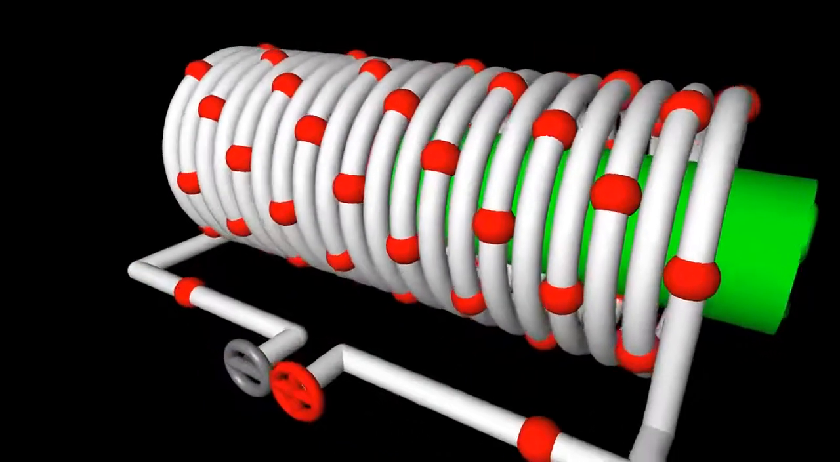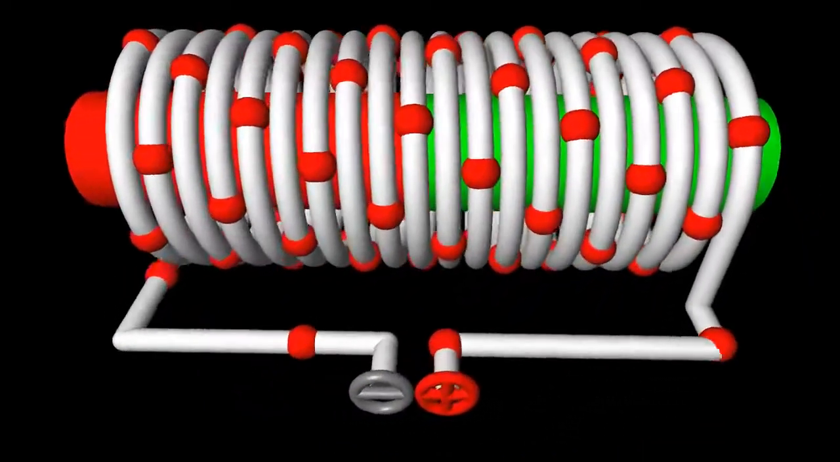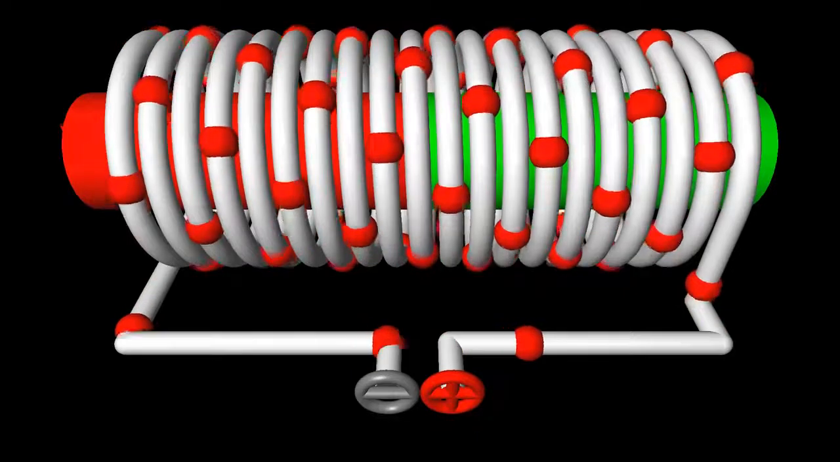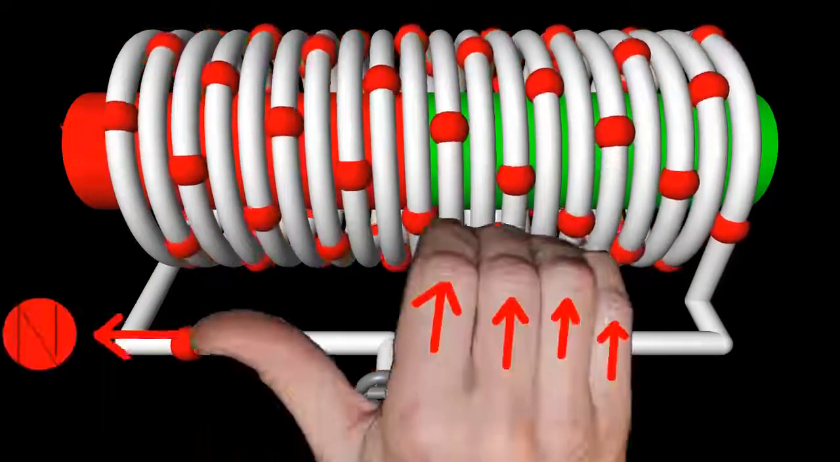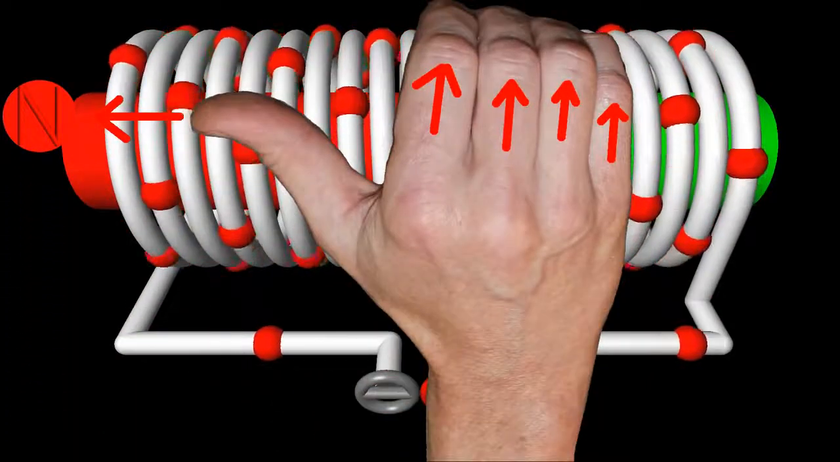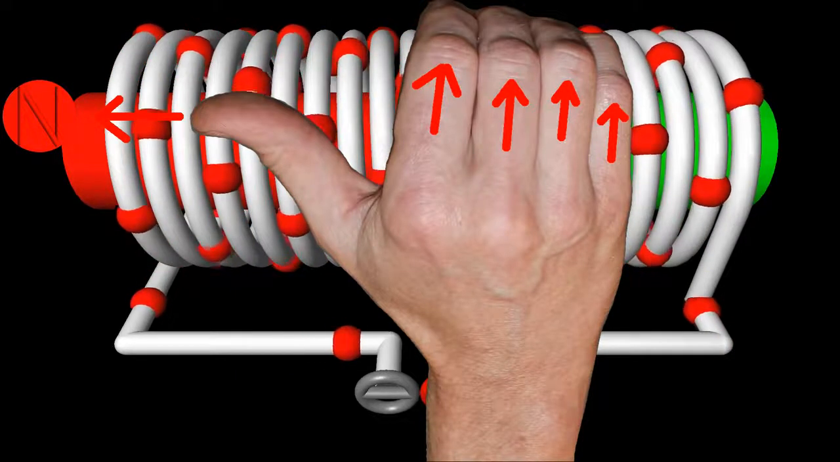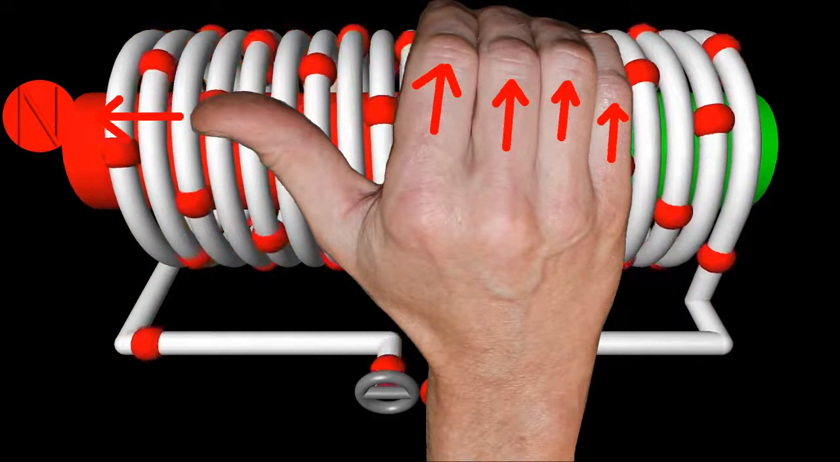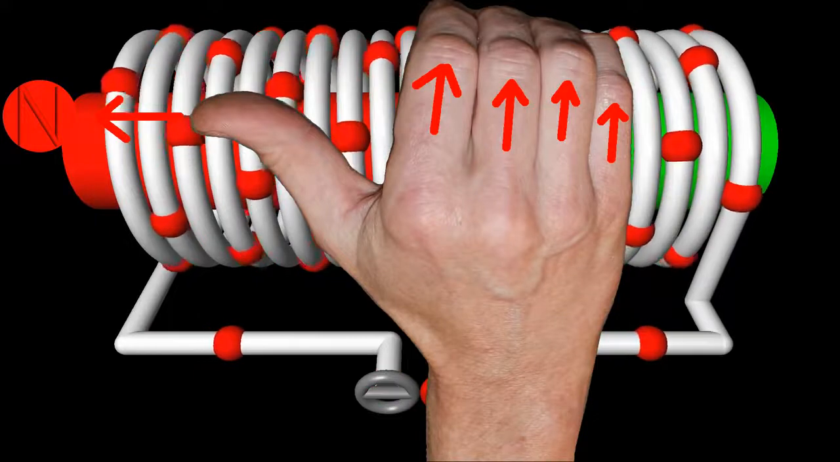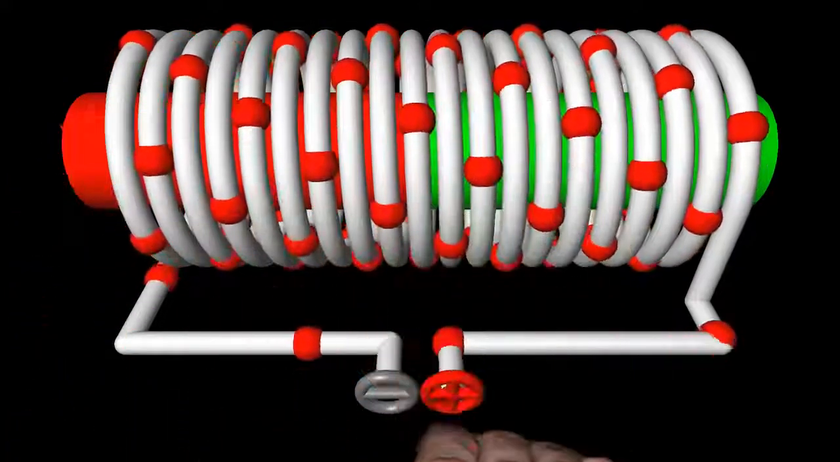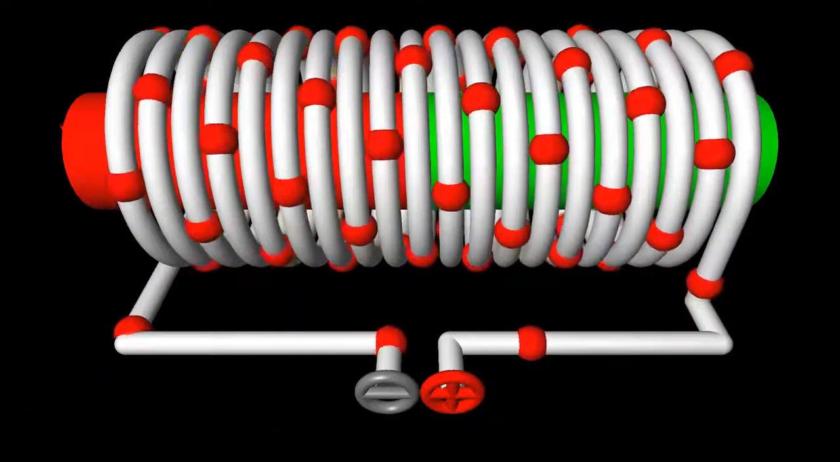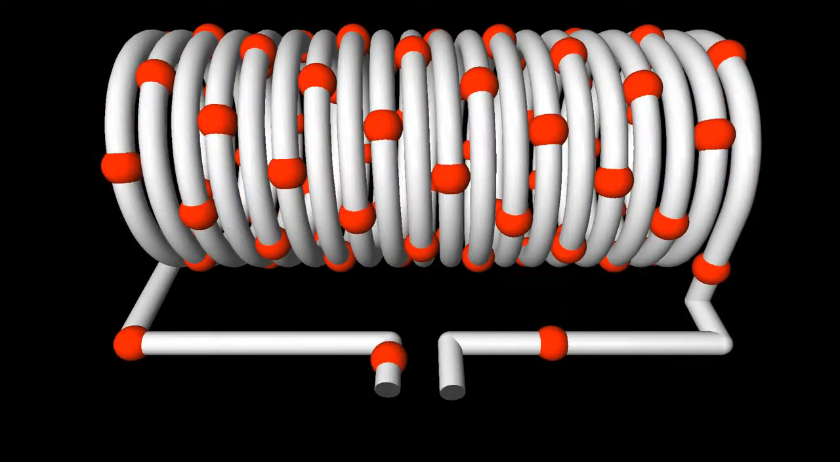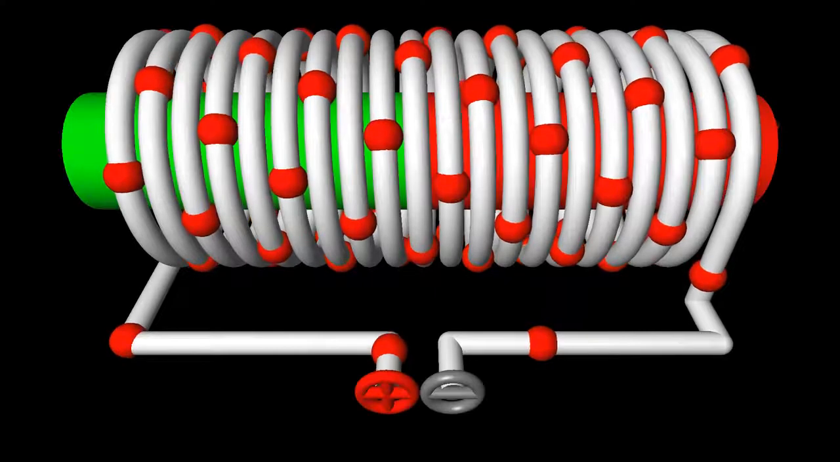You can use your right hand to figure out where the magnetic north of an electromagnet is formed. If you wrap your right hand around the wire or the solenoid with your fingers in the direction of the conventional current, your thumb points towards the magnetic north pole. As soon as the current flowing through the electromagnet is turned off, the magnetic field disappears.